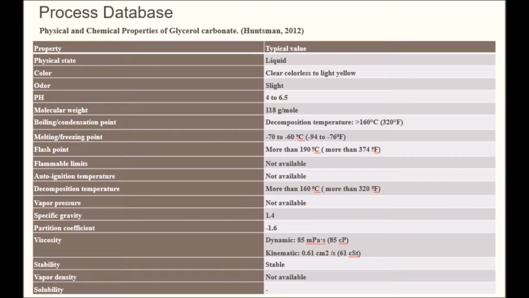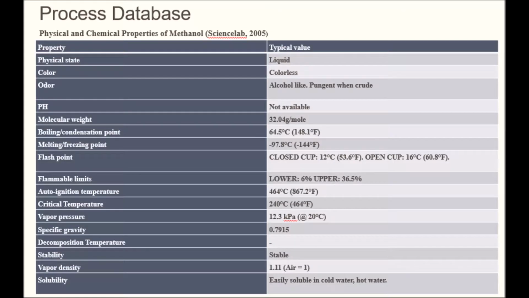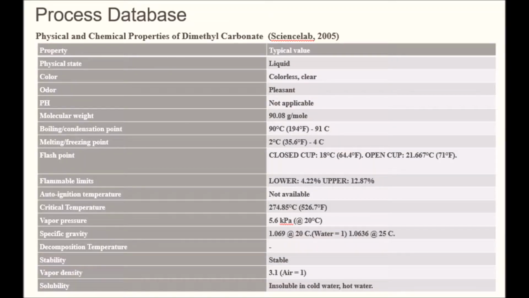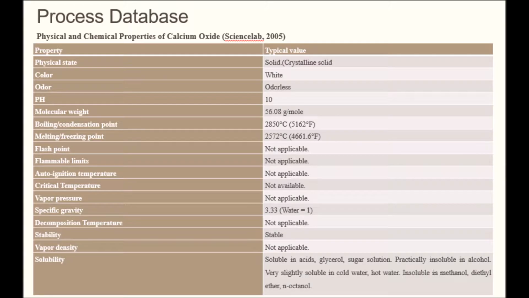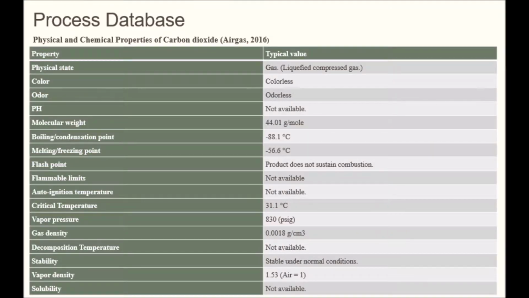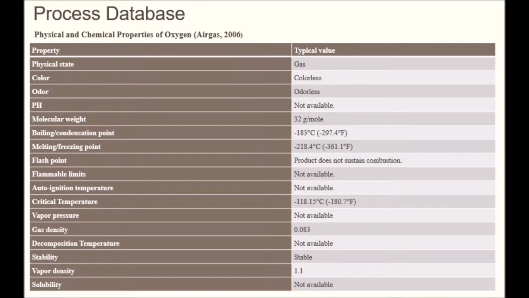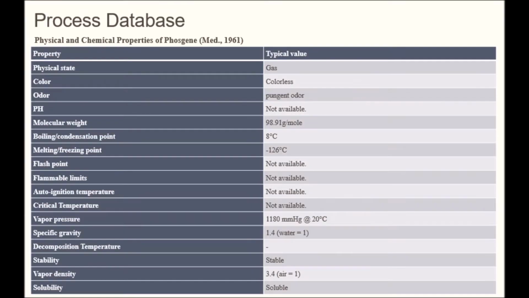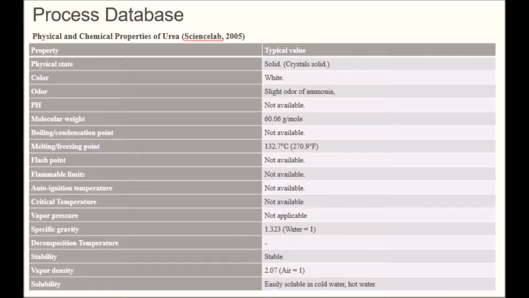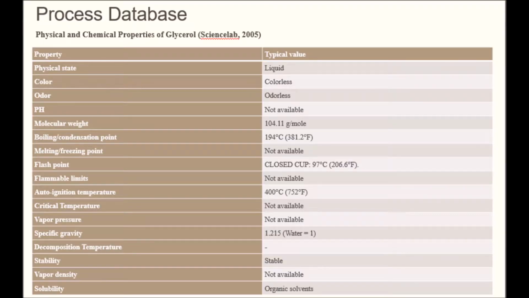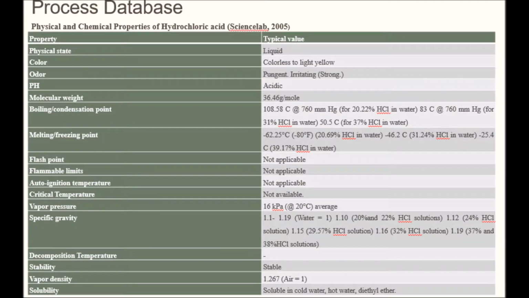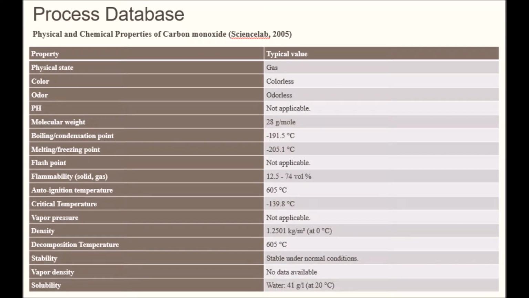The following slides show the physical and chemical properties of glycerol carbonate, methanol, dimethyl carbonate, crude glycerol, calcium oxide, carbon dioxide, oxygen, phosgene, urea, ammonia, glycerol, hydrochloric acid, and lastly, carbon monoxide.